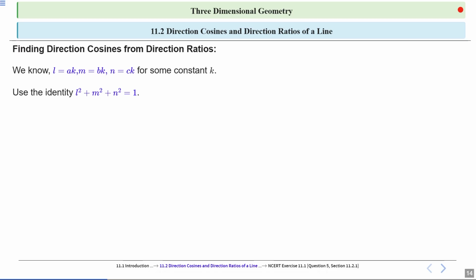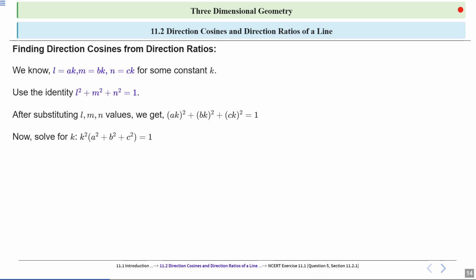Now remember the key identity of direction cosines. The sum of their squares is always 1. That is, L square plus M square plus N square equals 1. Next, let's substitute the expressions for L, M, and N into the equation. So we get (AK) whole squared plus (BK) whole squared plus (CK) whole squared equals 1.